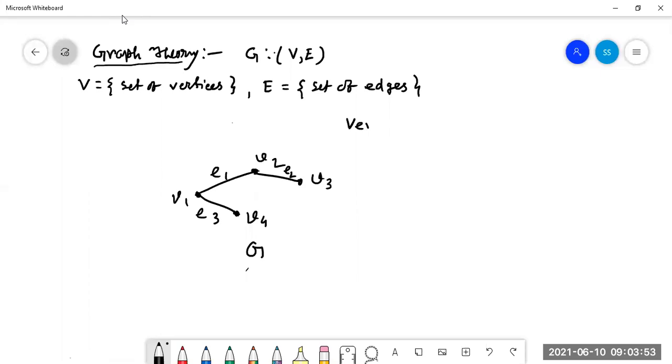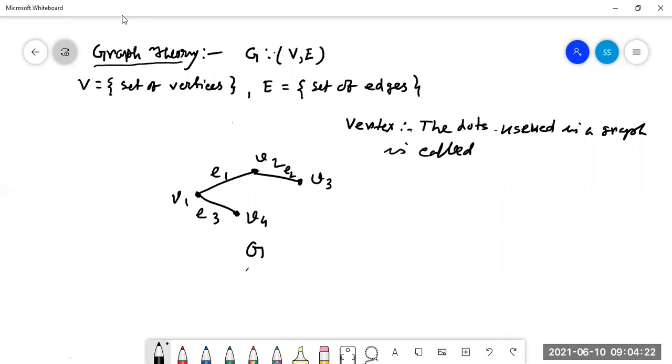Now, what is a vertex? The dots used in a graph are called vertices. This dot is a vertex. This is V1, V2, V3, V4. These are the vertices.